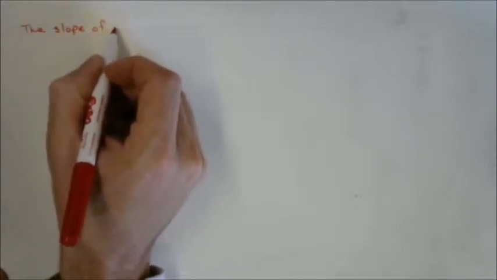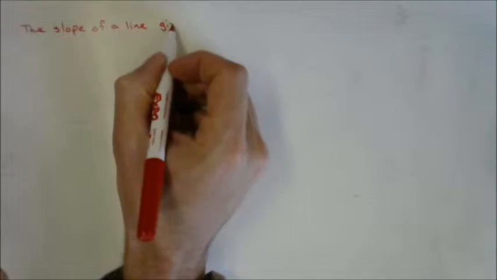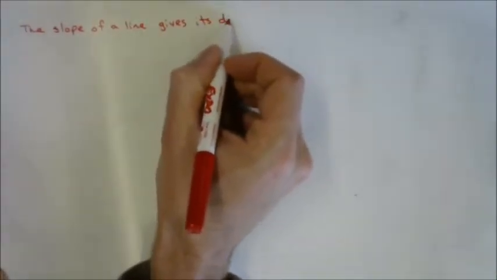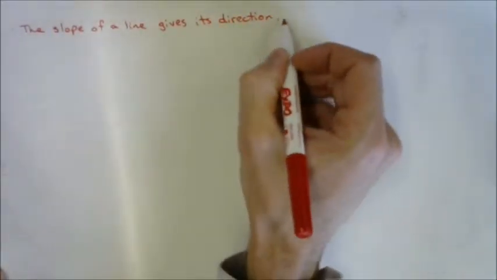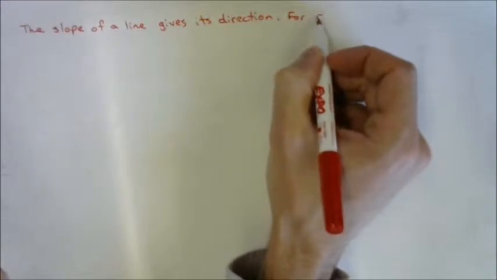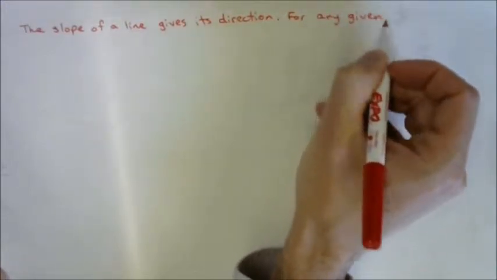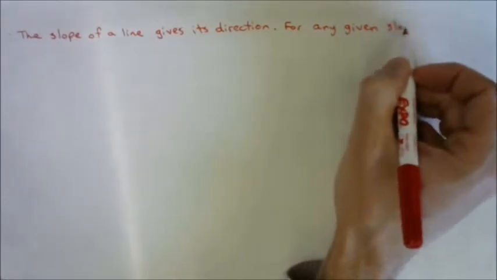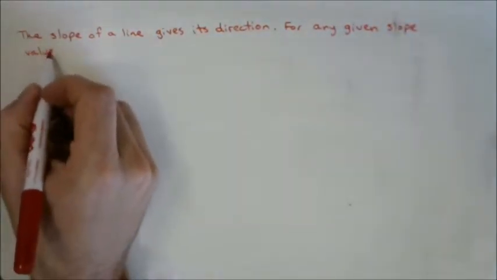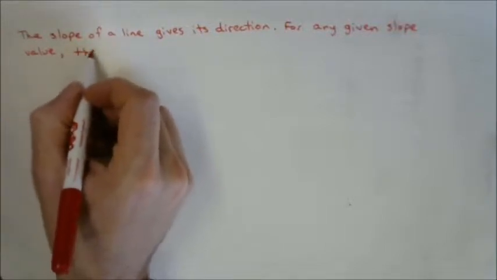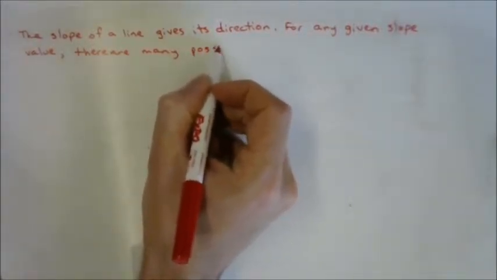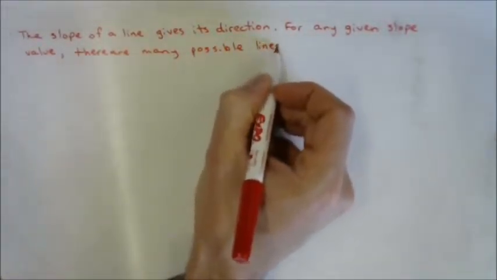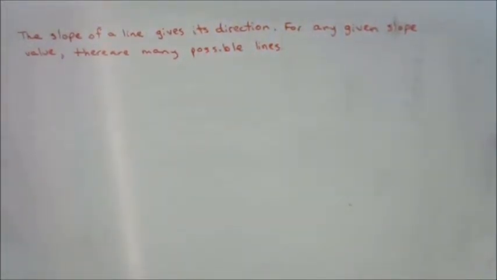Here we go. The slope of a line gives its direction. For any given slope value, there are many possible lines. So there are many different lines that have the same slope.